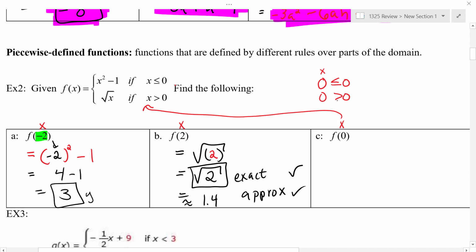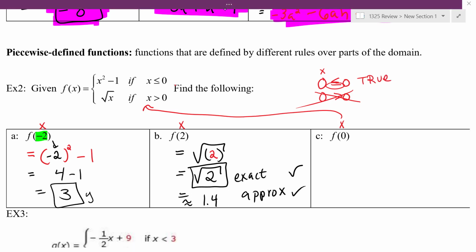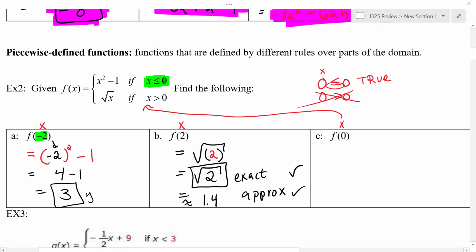Well, 0 cannot be strictly greater than itself. So 0 is not greater than 0, and that's a false statement. But 0 can be less than or equal to 0. So the or equal to part tells me that this statement is actually going to come back true. So since the top inequality comes back true when I replace x with 0, then we are going to use the equation that is in front of that true inequality.